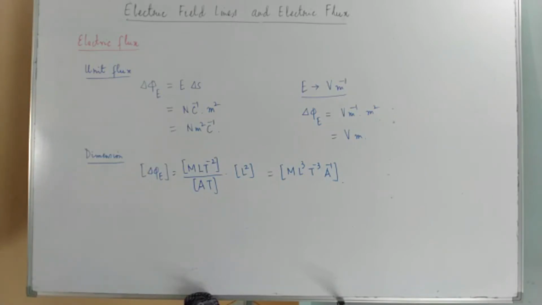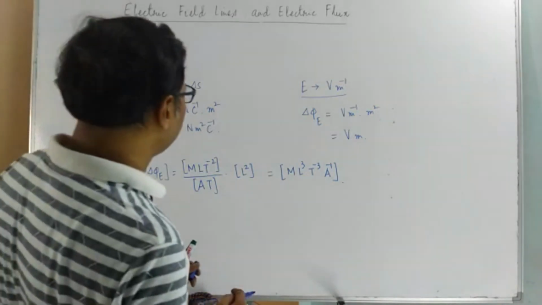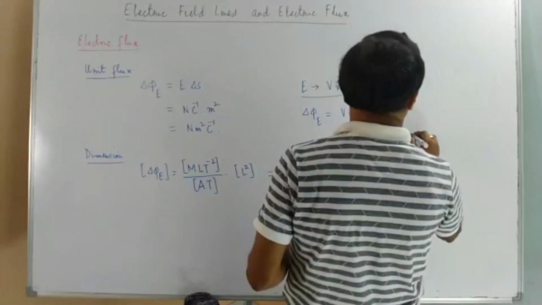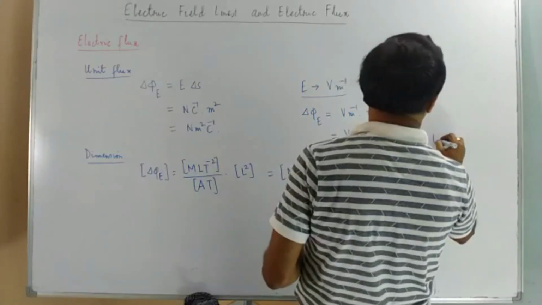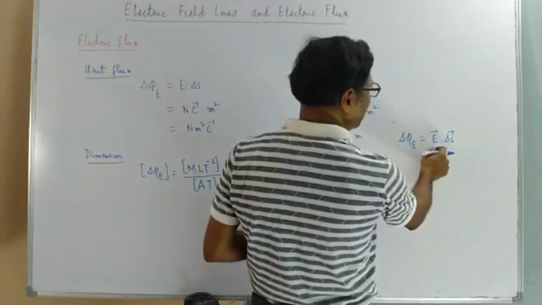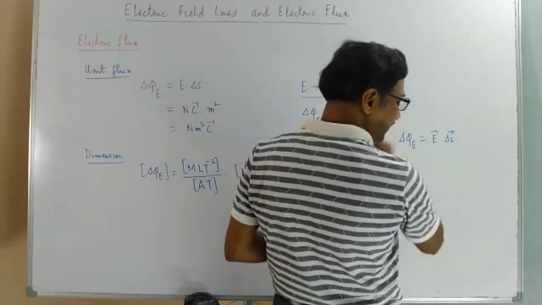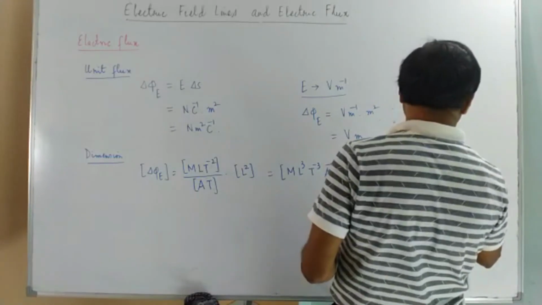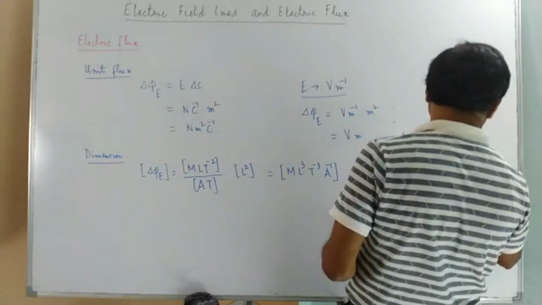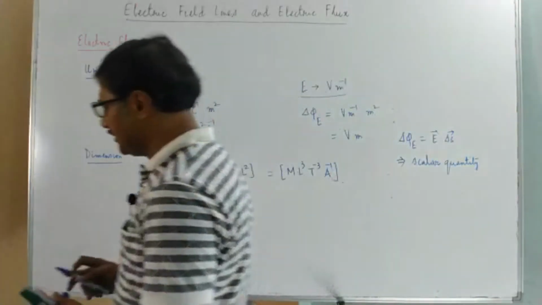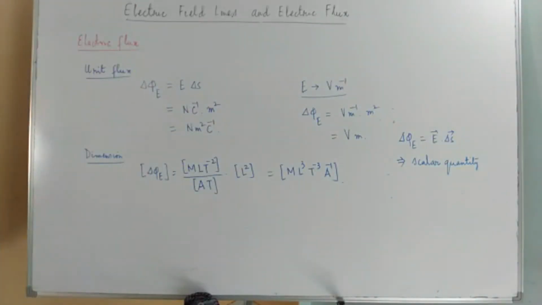Now of course, you have already seen that delta phi is equal to E dot delta S. That is nothing but the dot product of two vector quantities, so this is a scalar quantity.